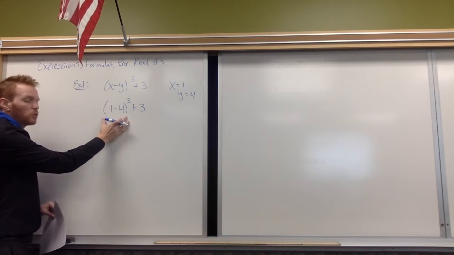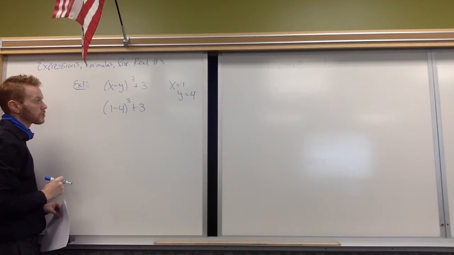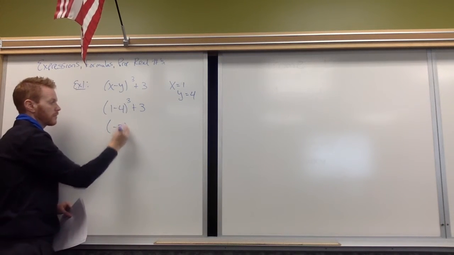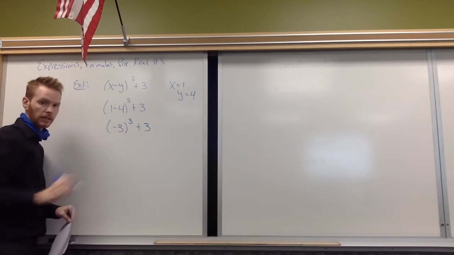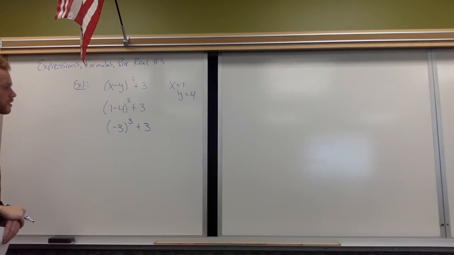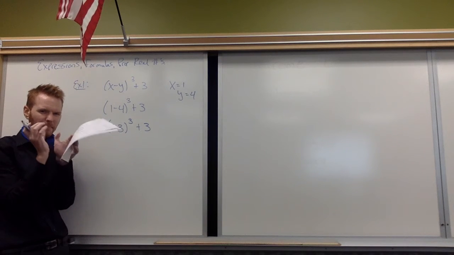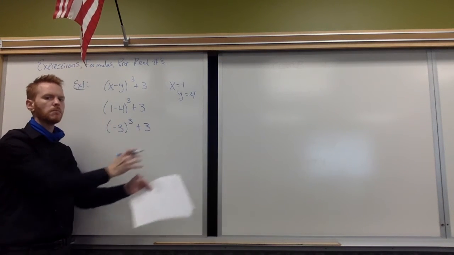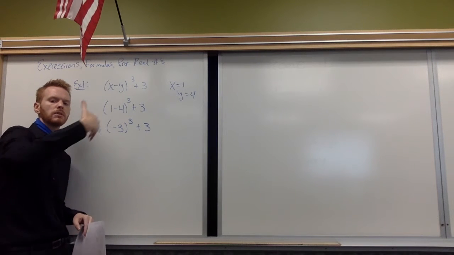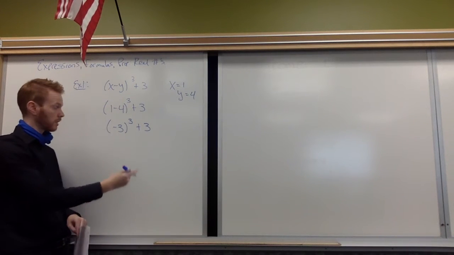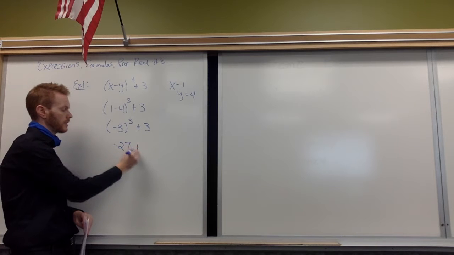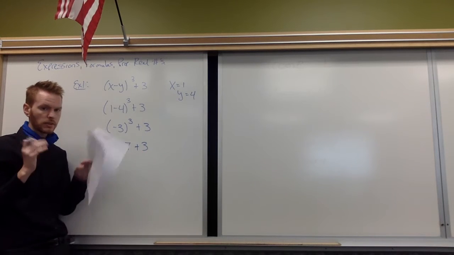So we do what's in parentheses first. 1 minus 4. That's negative 3 cubed, plus 3. And then negative 3 cubed. When you see the parentheses, you're keeping that negative every time you multiply. So it would be negative 3 times negative 3 times negative 3, which becomes negative 27. Okay, that's what that does.